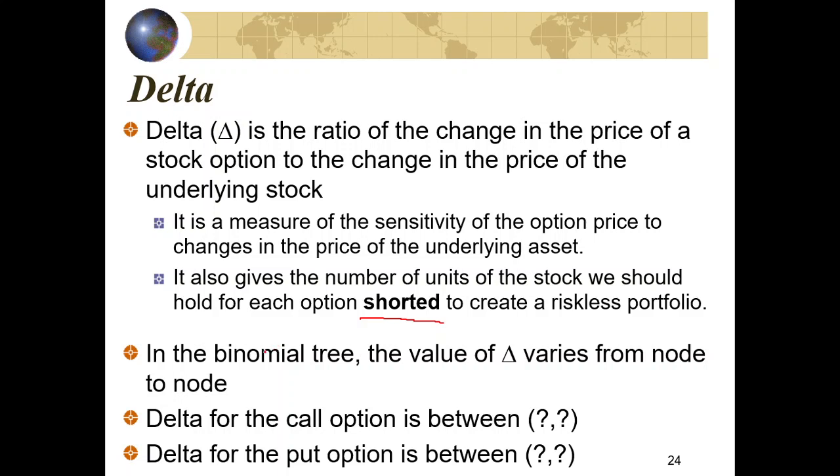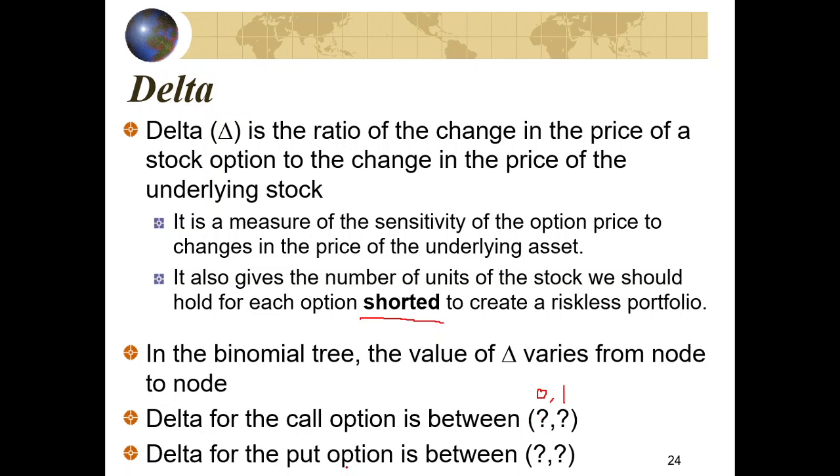Now if we examine delta from one node to another, we will find delta for the option will change from one node to another node. Now, what do you expect the possible range of delta for a call option to be? Well, when the option is deep out of the money, which means there is no chance that the option will be exercised, then there is no point of holding the underlying stock. So delta will be 0. When the option is deep in the money, which means there is 100% certainty that the option will be exercised, then to have a riskless portfolio we need to have one stock. So the possible range of delta for a call option is between 0 and 1.